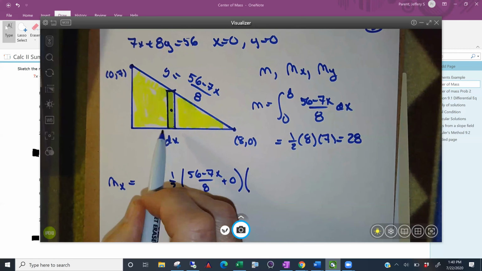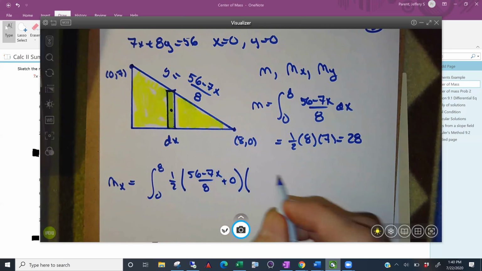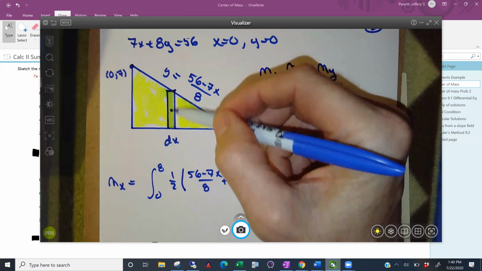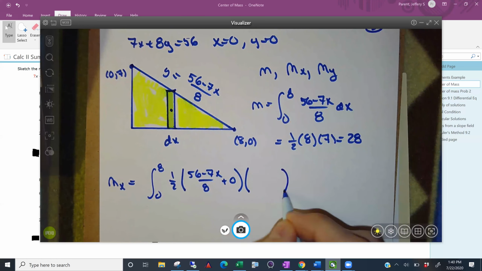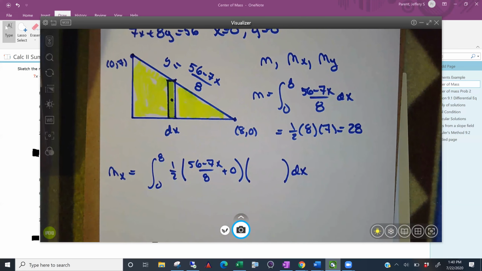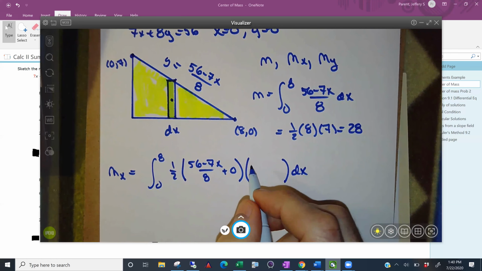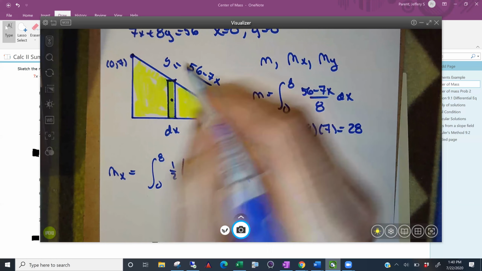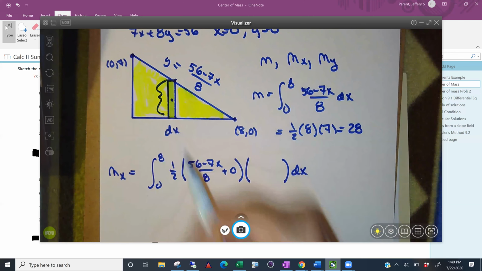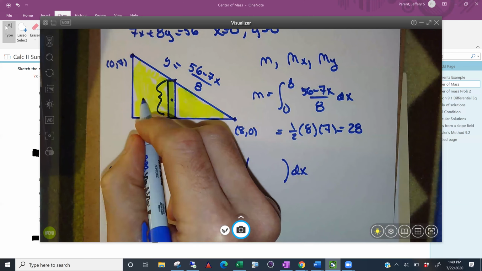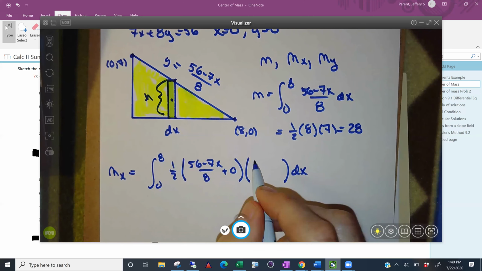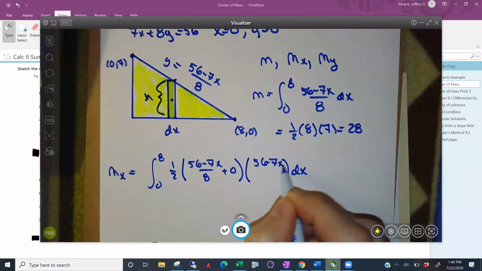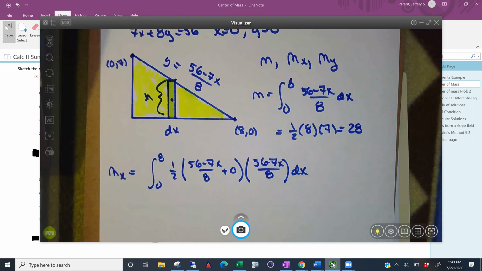And then I need the area of this plate. The area of that plate is going to be the height times thickness. I've got you back on the thickness. That's just dx. What about the height? How tall is this? (56 minus 7x) over 8. Yeah, 56 minus 7x over 8. Beautiful.